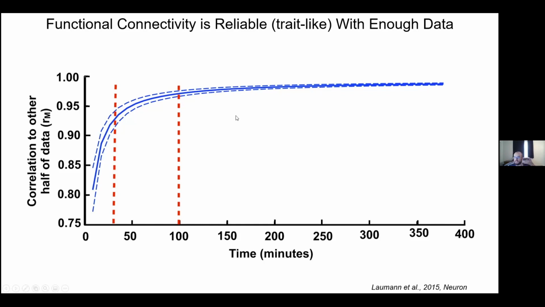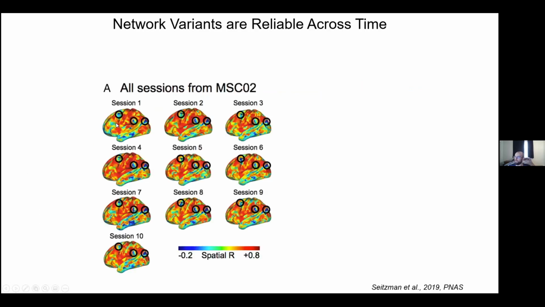And so not only are these variants reliable in a split half sort of sense, but they're also pretty reliable across time. And so this map here, I'm going to try to orient you a bit to this spatial map. I'm going to go into a lot more detail about how this is estimated in a few more slides. But just to give you a quick rundown of what's happening here, what I'm showing you are 10 sessions from one subject. MSC02 is from the Midnight Scan Club data set.